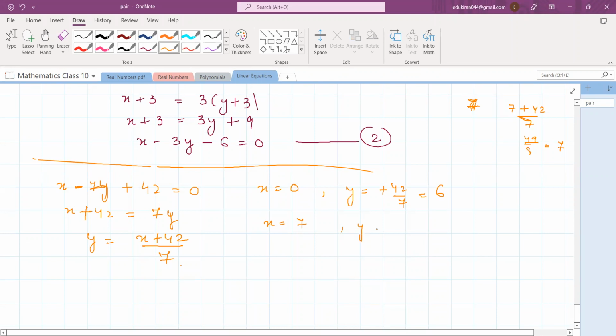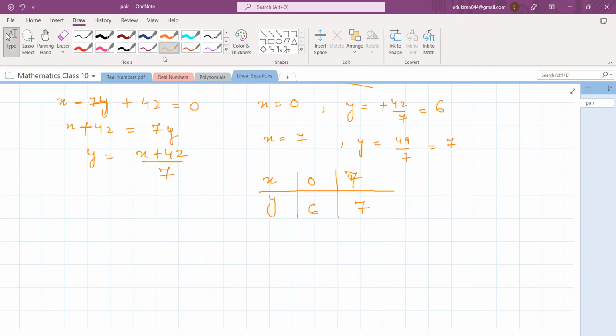So my y will become 42 plus 7, that means 49 by 7, which gives me 7. Clear? Yes, ma'am. So for the first one, I've got x and y: when x is 0, y is 6, and when x is 7, y is also 7. So any value you can take.